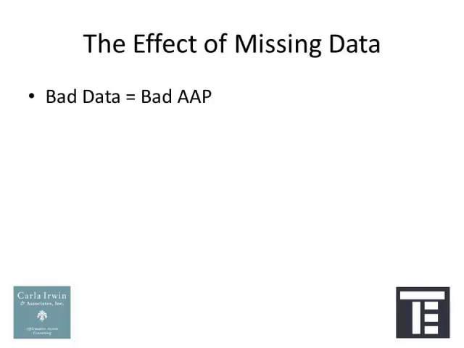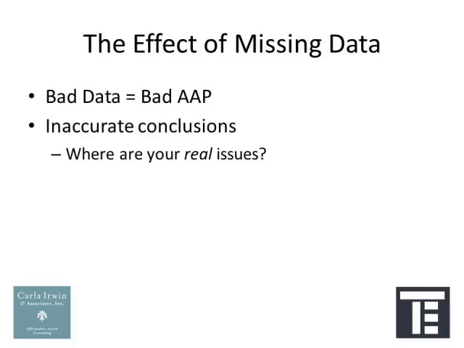So as we've said several times before, if you have bad data, you're going to have a bad AAP. The statistics are only as good as the data that generates them. And if you have bad data, you can get inaccurate conclusions. If your snapshot file isn't capturing the right people, if it's not capturing the correct characteristics for those people, you can have inaccurate conclusions generated from your analysis. And these inaccurate conclusions can really mask where your real issues are.